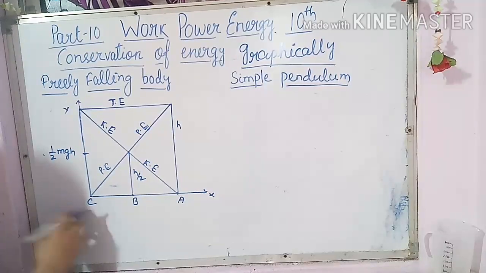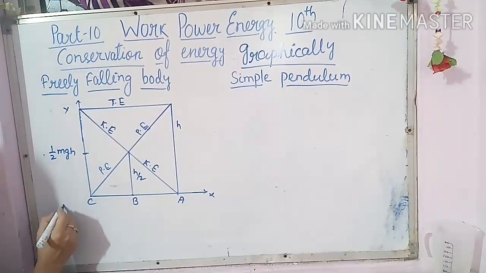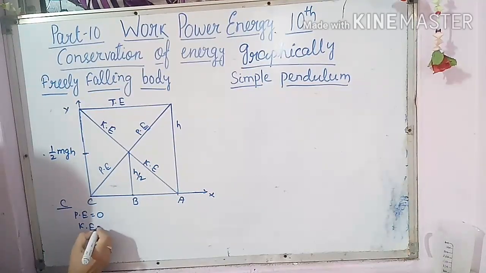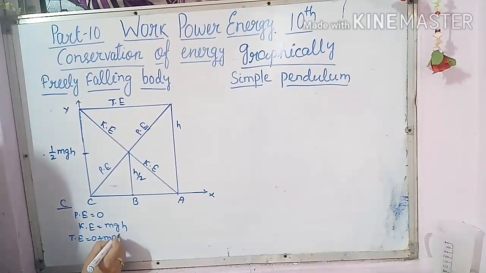Suppose in the case of C. As you already know, at C the height h equals 0. So at the position C, the potential energy equals 0, and your kinetic energy equals mgh, KE equals mgh. So you will get your total energy equal to 0 plus mgh. Now it is mgh.